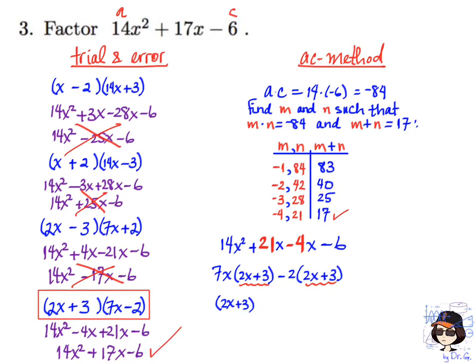out of the first term, we're left with just a 7x. If we factor the 2x plus 3 out of the second term, we're going to be left with just the negative 2. Okay, so now it's factored. And you can check your answer by foiling it back together. Make sure you get the right quadratic. So that's our final answer. That's the AC method and the trial and error method. Take your pick.